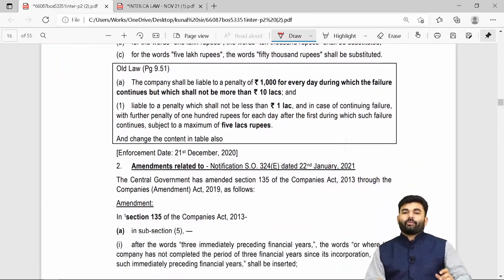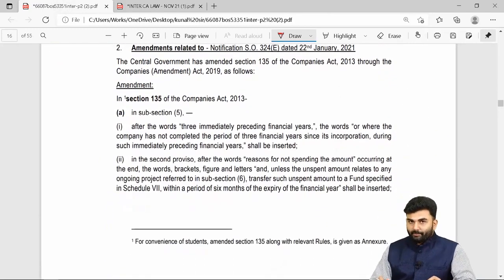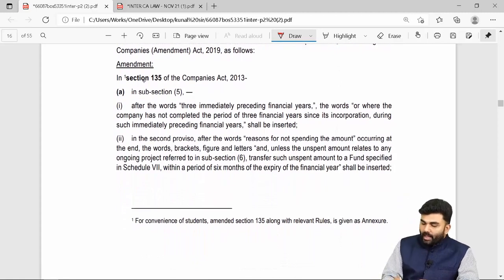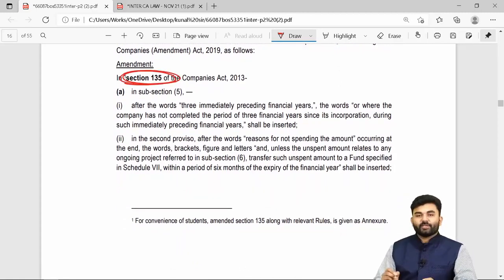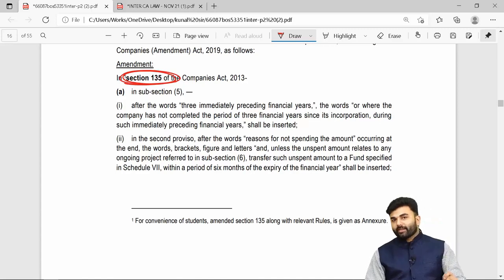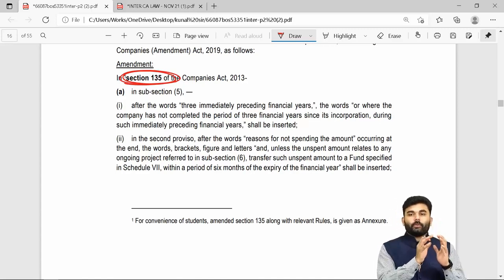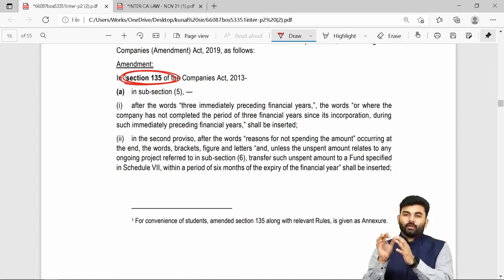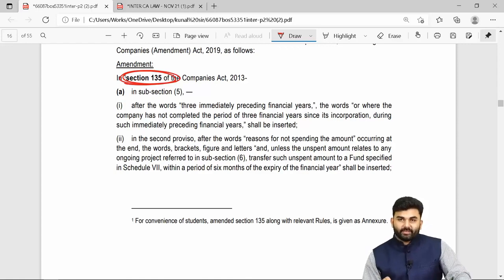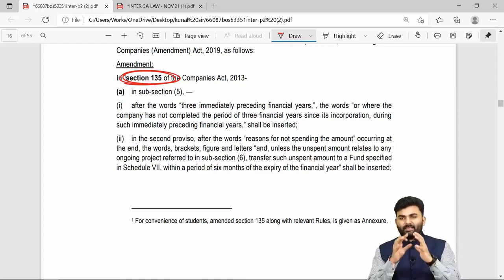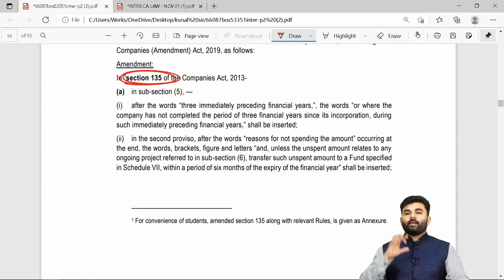So yes, my dear friends, we have covered every amendment which was there inside your RTP. However, one single amendment has been left out, that is section number 135, and we are going to upload a different lecture for section number 135 itself, because there are many things which have got revised under it. So we will be uploading a full-fledged lecture only for the provisions of section number 135, that is towards corporate social responsibility.